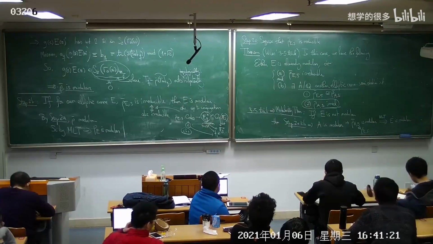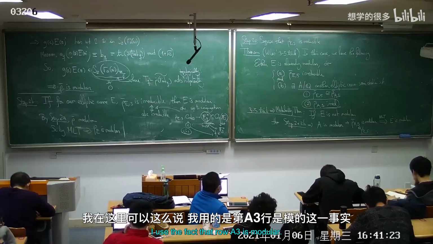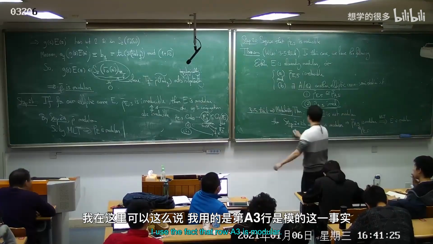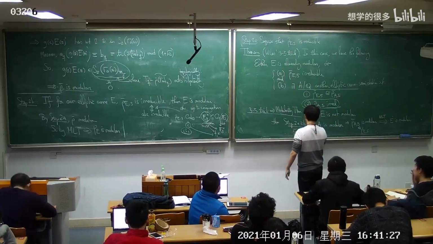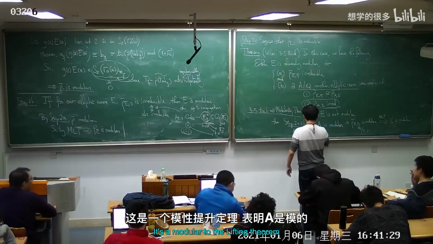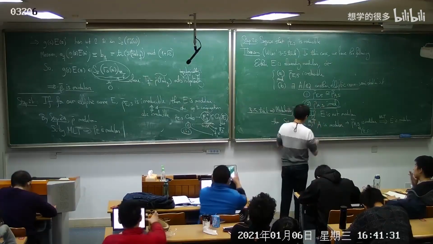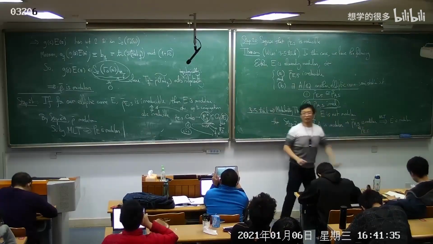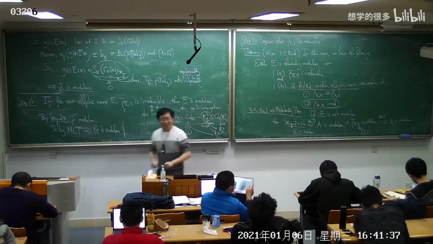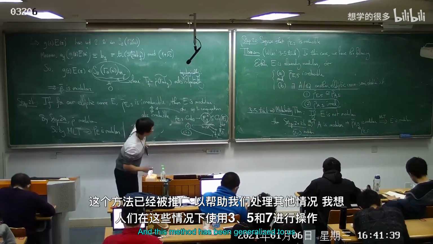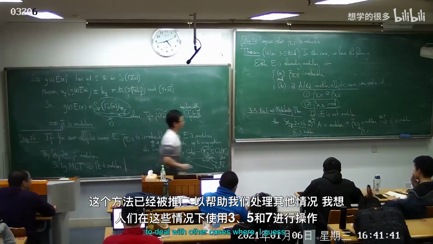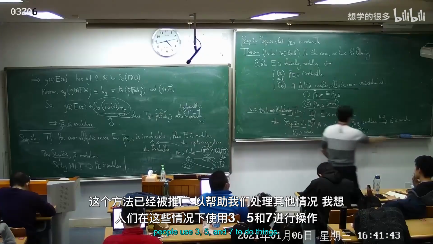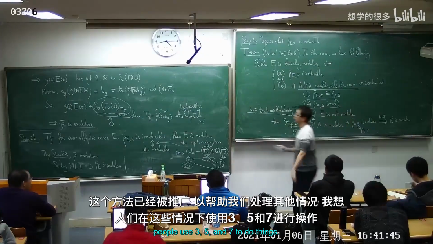Maybe I should say over here that I use the fact that rho A3 is modular, with the modularity lifting theorem, to show that A is modular, and then switch to 5 and do that. And this method has been generalized to deal with other cases, where people use 3, 5, and 7 to do things.